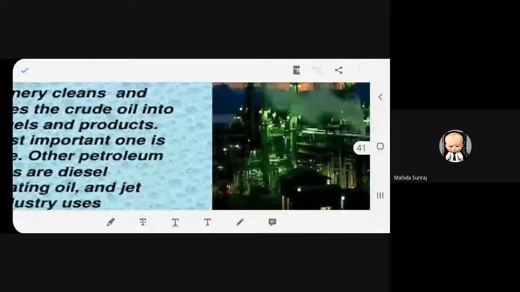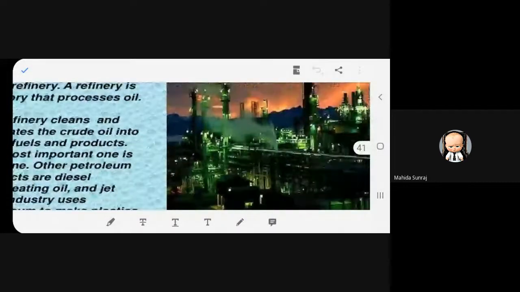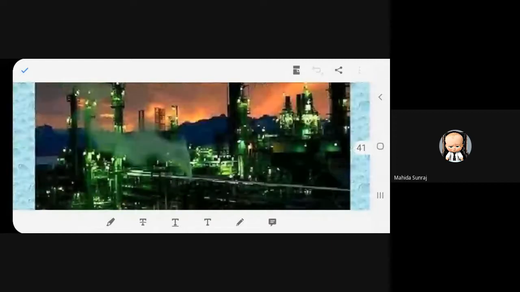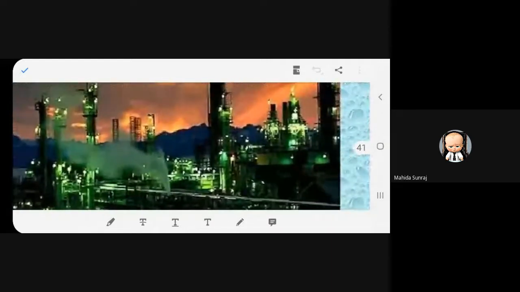This is how the refinery looks like. See, this is the refinery, oil refinery. Here, the petroleum is processed, and we get all types of fuels. Is it clear? It's a huge unit, a big unit.